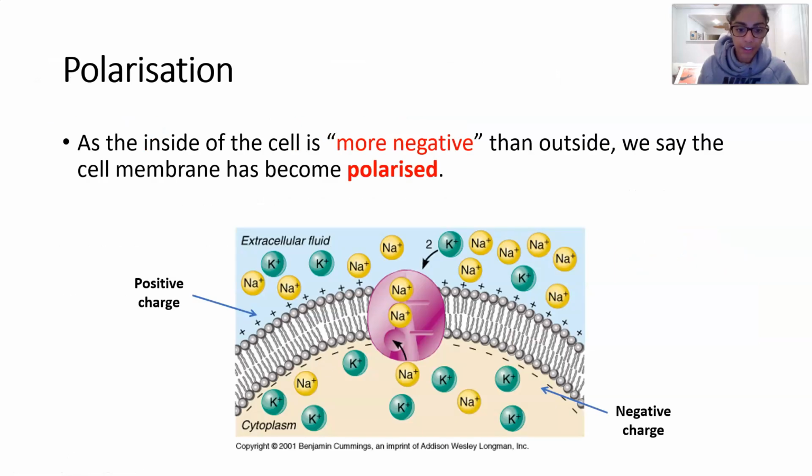Here's just another diagram to illustrate that. So we're looking at the inside membrane, the intracellular environment being more negative, and the outside or extracellular environment being more positive. Therefore, we have this polarizing effect.